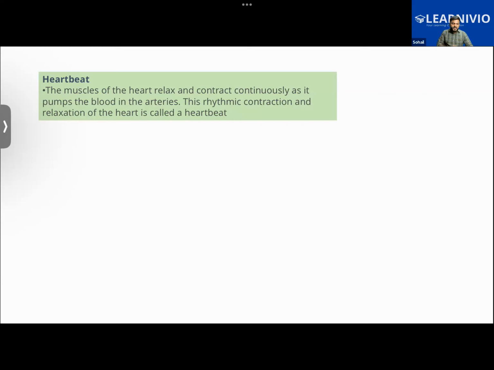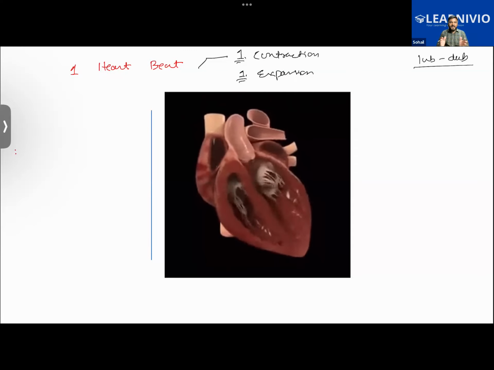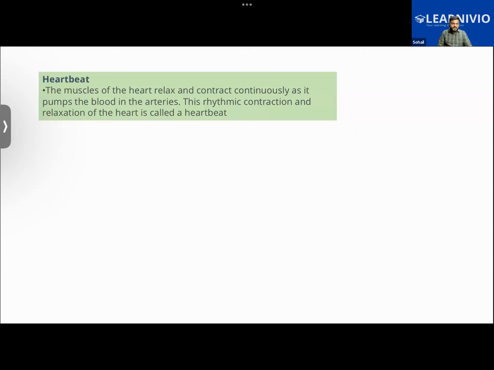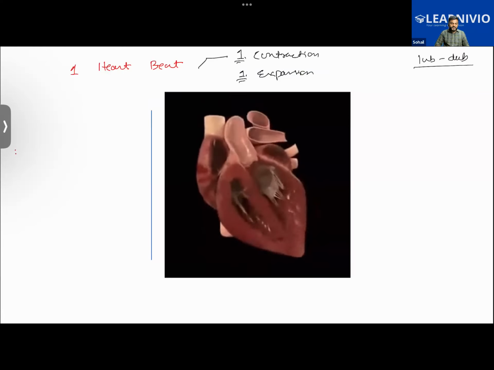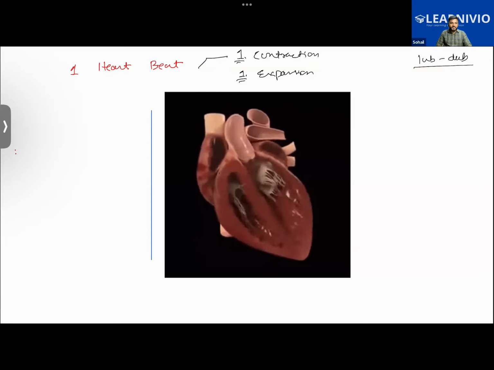In the animation, as you guys see here, the heart expands and then contracts. The muscles of the heart are relaxing and contracting continuously. Why are they doing it? So that they can pump the blood into the arteries. Because of this rhythmic contraction and relaxation, the heart is able to pump the blood into the arteries. This rhythmic contraction and relaxation of the heart is called a heartbeat, as we learned in the previous class. Getting it, guys? The moment it expands and then contracts, that is one heartbeat.